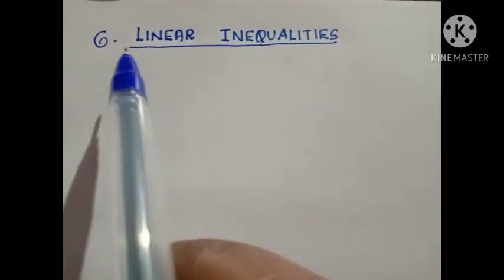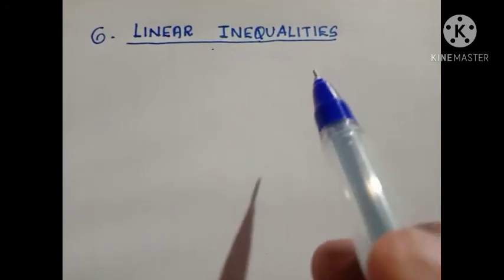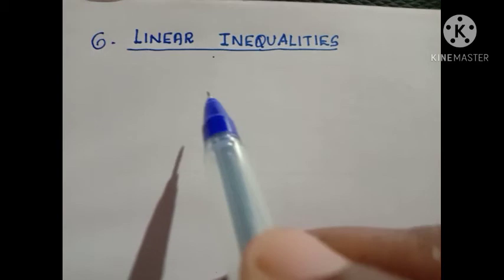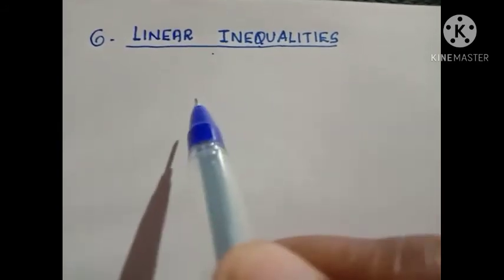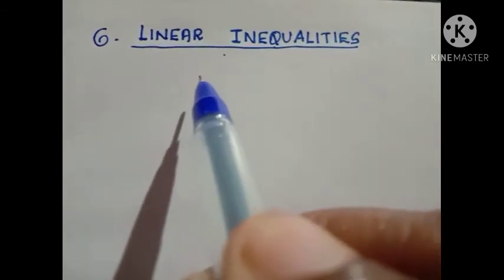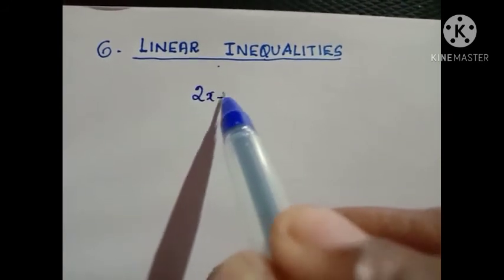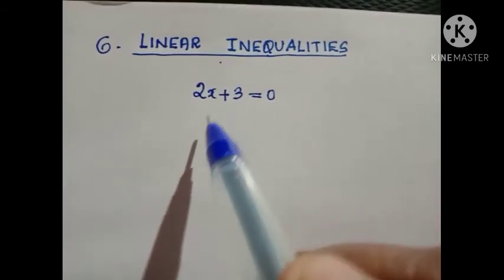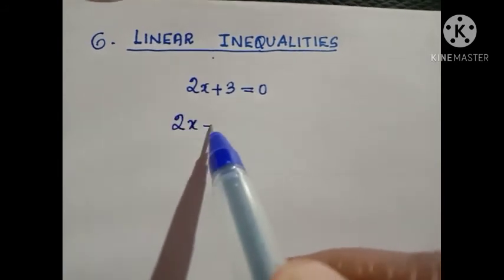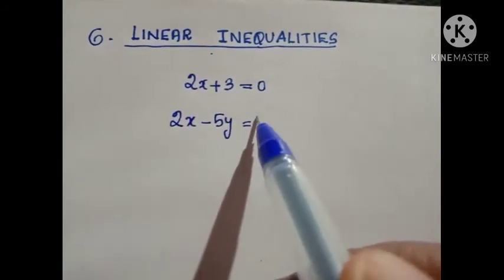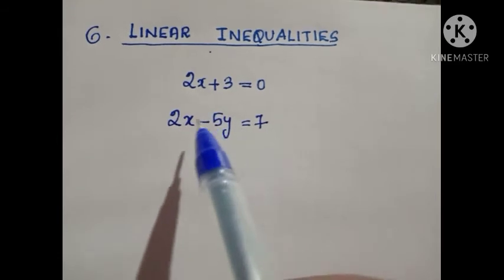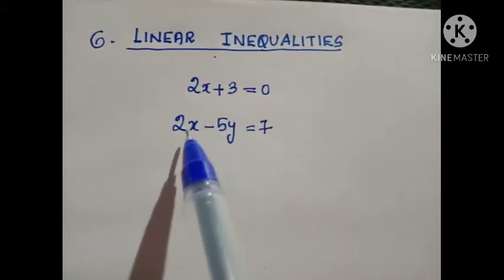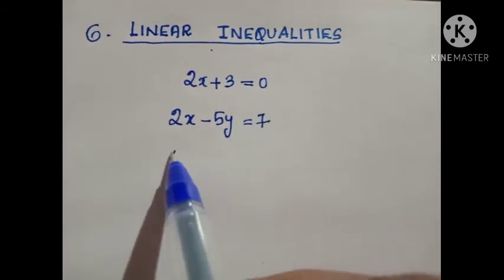Chapter number 6, Linear Inequalities. Listen children, we already learned equations in one variable, two variable, etc. For example, 2x plus 3 equal to 0 is an equation in variable x. 2x minus 5y equal to 7. This is also an equation in two variables x and y.